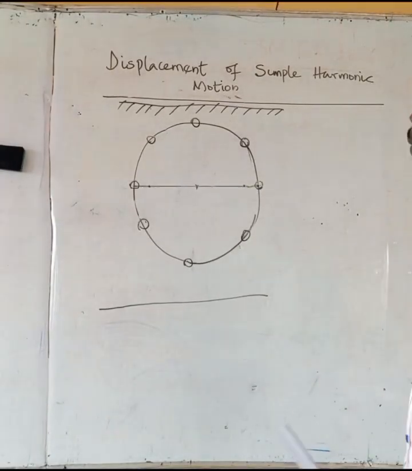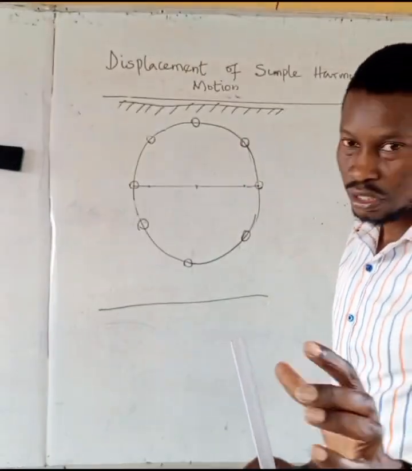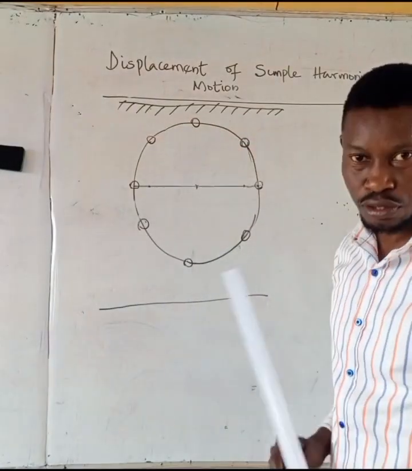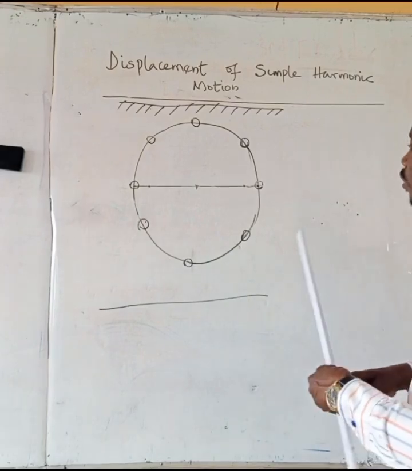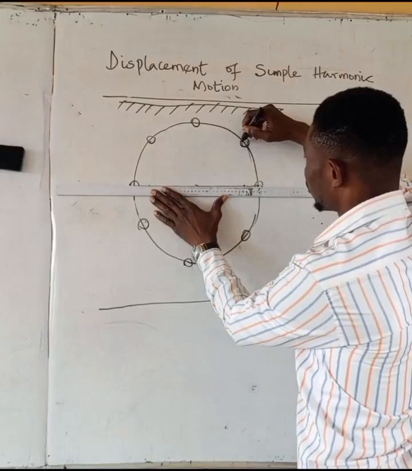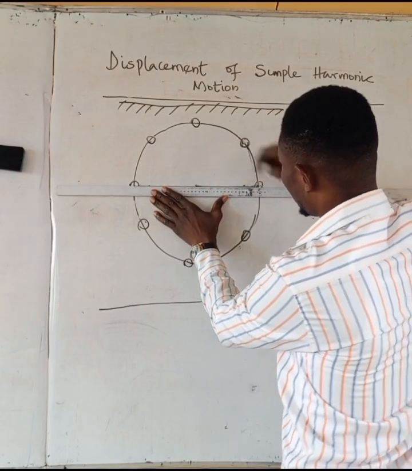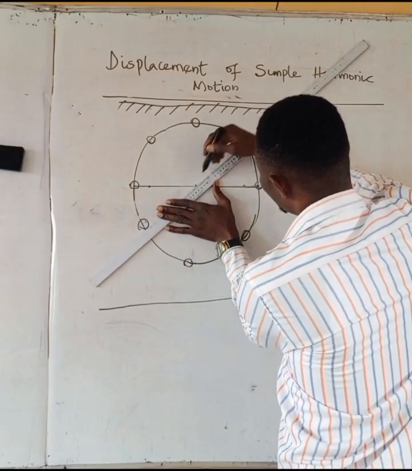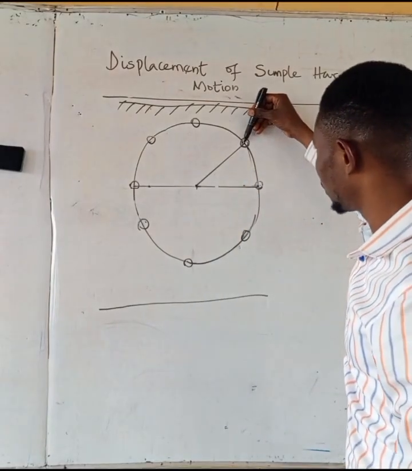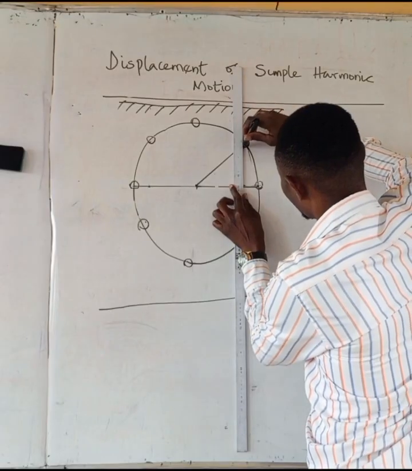So let's consider projecting this on the horizontal axis, like I stated earlier. Consider that at the time where the object is at this point, we can draw a line from the center of the circle to join this point. And where would the shadow of the object be at this point? The shadow of the object will be here.